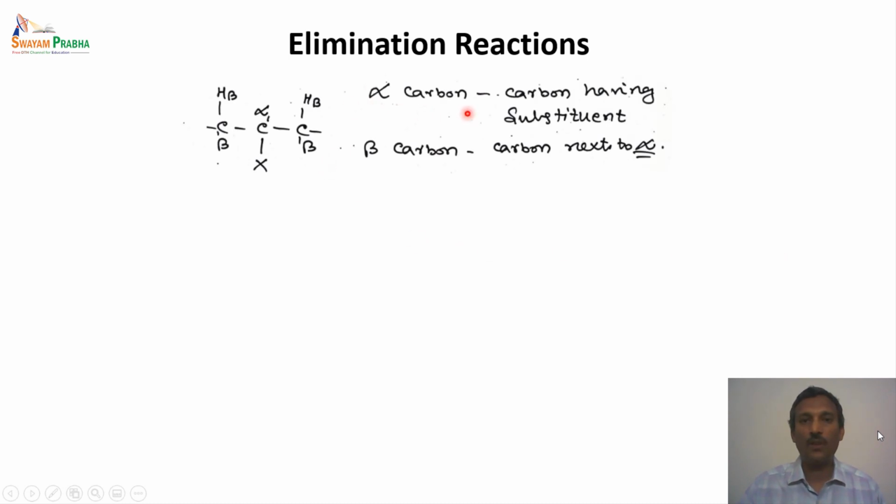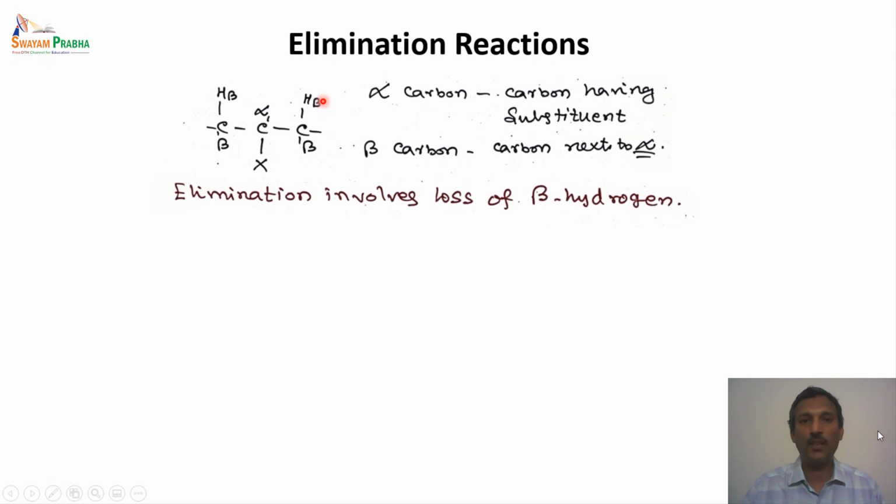So what is an alpha carbon? Alpha carbon is nothing but the carbon on which the substituent is present. So here the halogen is the one which is present on the carbon. That carbon is called the alpha carbon, and anything adjacent to that is called the beta carbon. So in this case we have the proton on this carbon, and we also have a proton on this carbon. So these two are called beta protons. So this is the basic fundamentals we follow in organic chemistry.